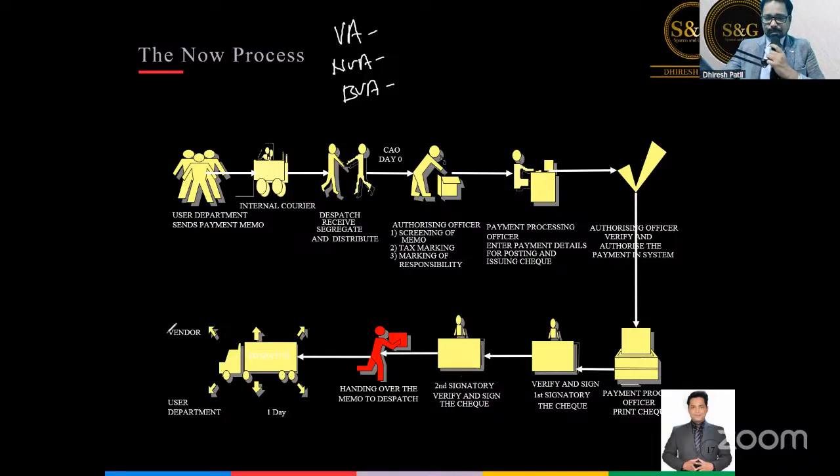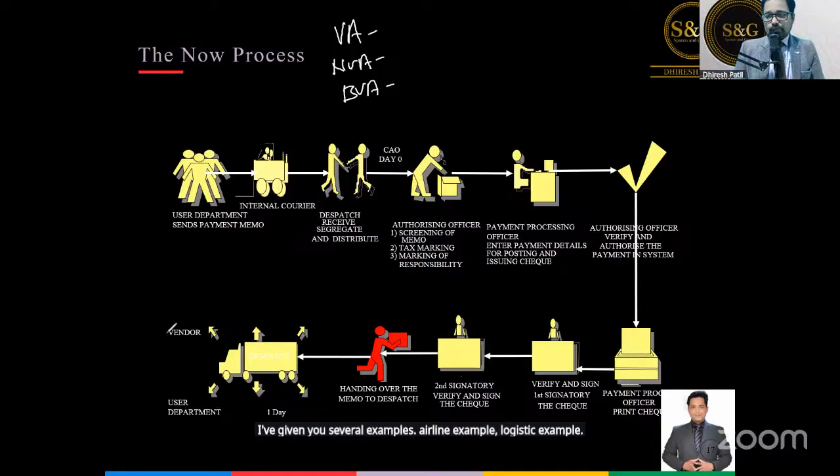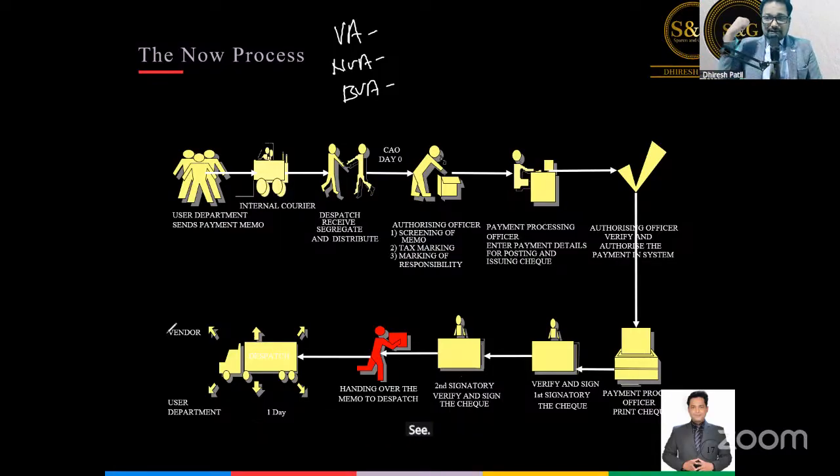Yes. Yeah. One VA, one NVA, one BVA. I've given you several examples: airline example, logistics example. See, this is what, as a Lean Six Sigma practitioner, you have to think.